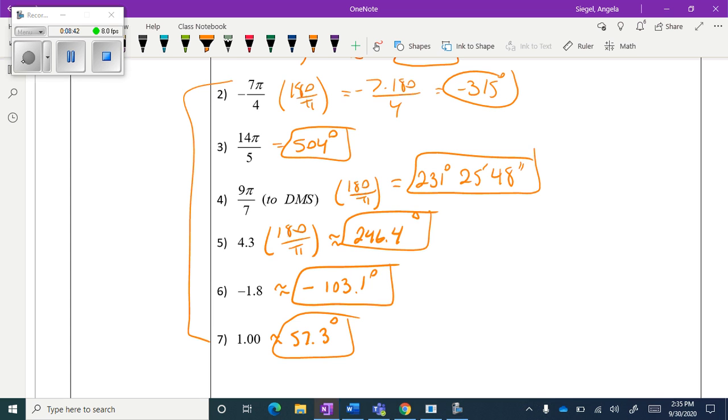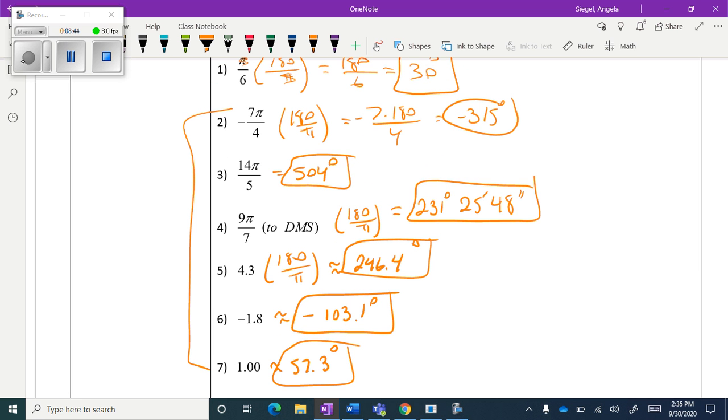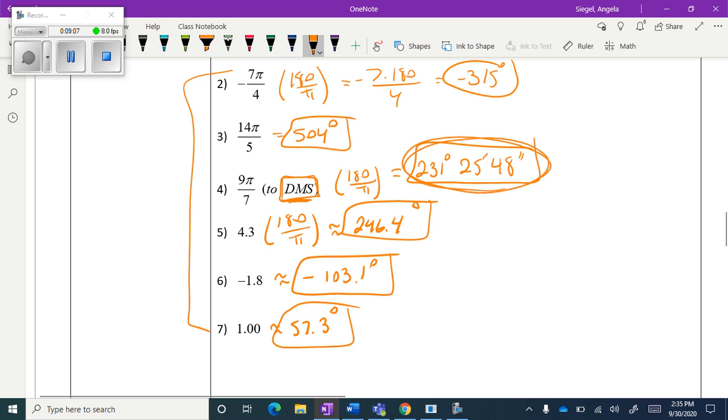Okay, so here are your answers for all of these. On this one, I want to make sure that you can get that. So look on your calculator for DMS, and we've talked about this in class, but if you're still having issues with transferring from decimal degrees to degrees, minutes, seconds on your calculator, come find me and I'll help you figure it out. But this is the rest of your answers for that section.